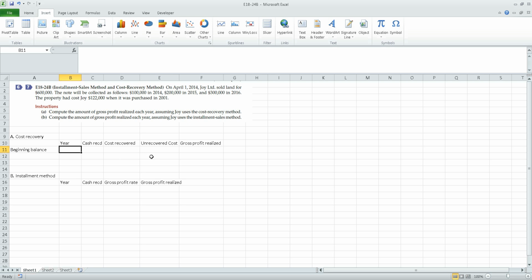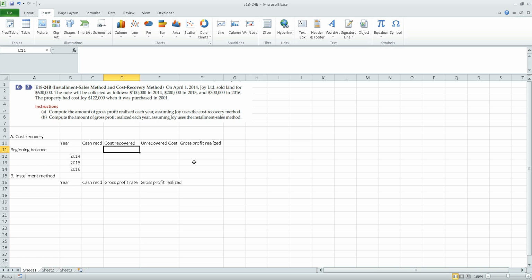So, under the cost recovery method, we're going to set up a little spreadsheet that's got the year of the sale, the amount of cash we receive, the amount of cost that we recover in connection with that cash receipt, the amount of unrecovered costs, and finally the amount of gross profit that we're going to recognize that year. So what do we got? We've got year 2014, year 2015, and year 2016.